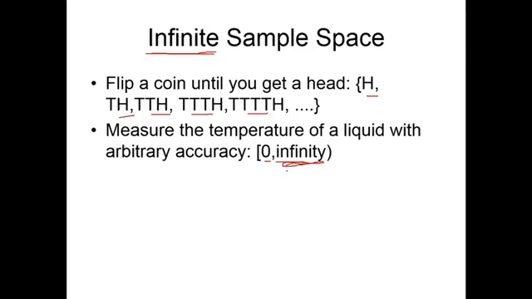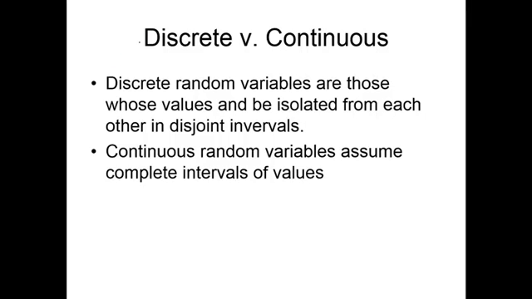Anyway, this is a point where, in fact, what I call the topology of the space comes in and makes it more complicated. So this brings us to the discrete versus the continuous. Discrete random variables are those whose values can be isolated from each other in disjoint intervals. Okay, there are discrete random variables that are finite. In fact, if it's finite, it's going to be discrete. There are also infinite random variables that are discrete, but those are the ones where you can isolate their values. Continuous random variables are ones which assume complete intervals of values, and again, even here I'm being a little bit imprecise.